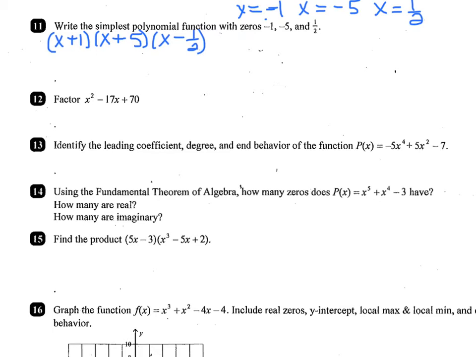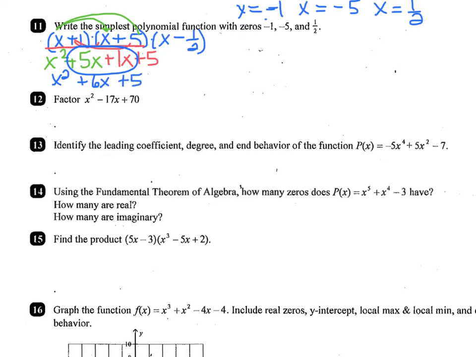So we need to multiply these together. We can pick any two to start with, but I'm going to go ahead and pick the first two. So first, let's FOIL those. x times x is x squared. x times 5 is 5x. Next, we have 1 times x is 1x, and 1 times 5 is 5. Let's combine like terms. The 5x and 1x can go together, and we'll have x squared plus 6x plus 5.